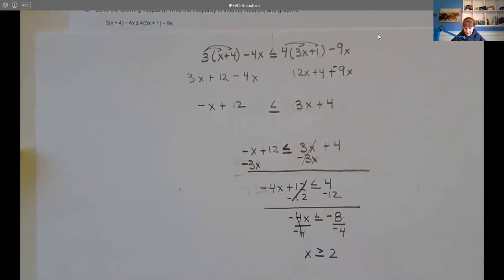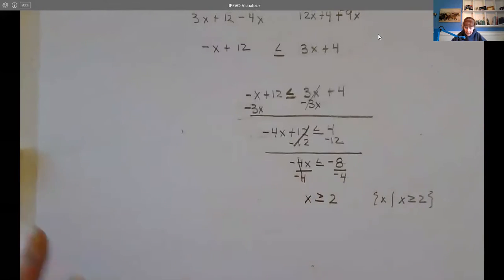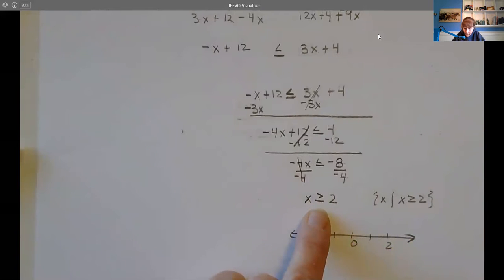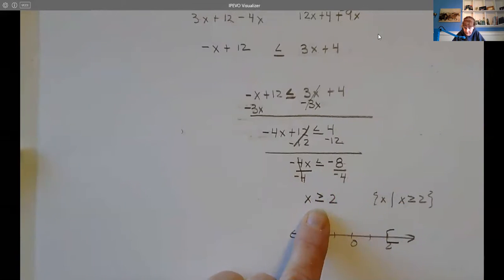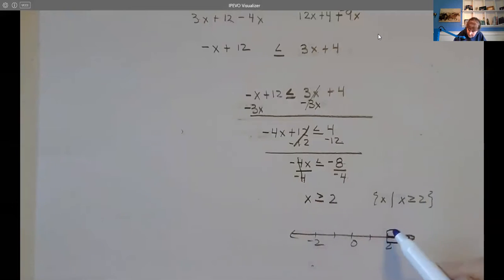Our solution then, okay, this is the set notation. You could put the set of all x's such that x is greater than or equal to 2. But graphically, we're going to graph it and then we'll look for the answer. Graphically, quickly sketching a graph. We're going to go to the 2. We're going to have a bracket, and the bracket's going to face to the right because we had to flip it on this step. And we want x's larger, so it will go in that direction. I can do it in blue.